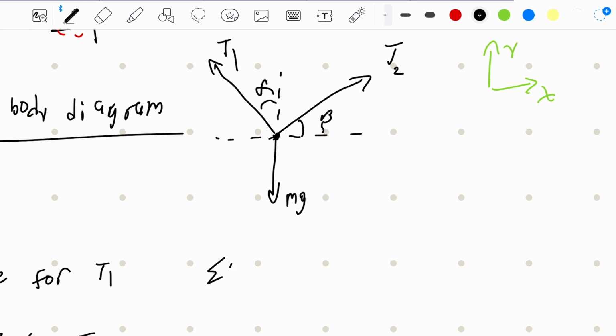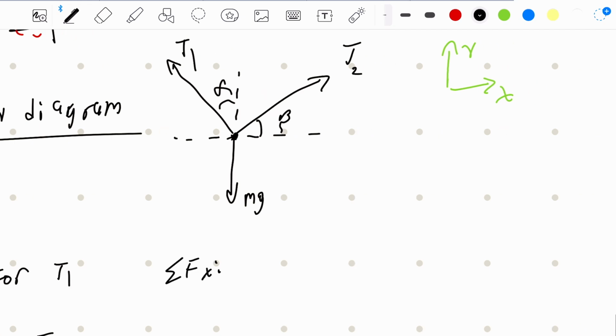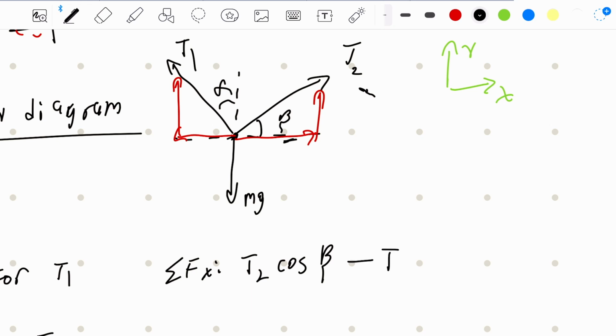So sums of forces in the x, we have going in the positive T2 direction, right? We can break this up into its components. So like that and like that, like that and like that. So in the positive x direction, we have T2 cosine beta, right? Because this is the adjacent angle here. This is the adjacent side. So T2 cosine beta minus, because this is going backwards, right?